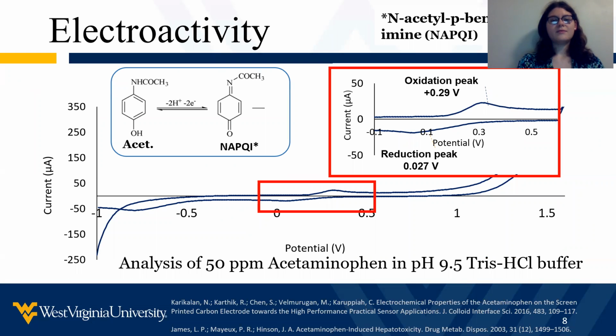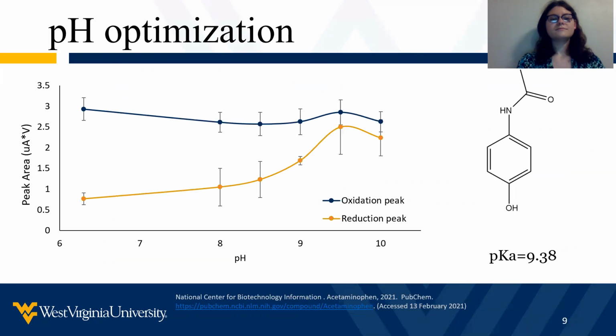Previously, one mechanism that has been proposed for what happens in this oxidation and reduction is that acetaminophen is oxidized to NAPQI and then can be reduced back. And one reason this is interesting is that this parallels one of the processes that happens in the body. There are enzymes in the body, such as cytochrome P450, that can oxidize acetaminophen into NAPQI. And another reason this is important is that NAPQI is reactive and can go on to other reactions.